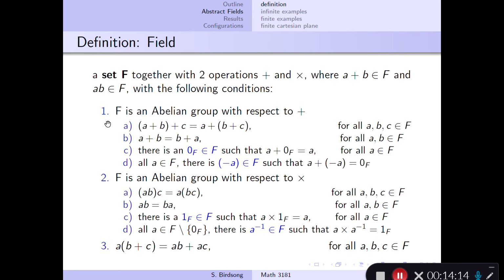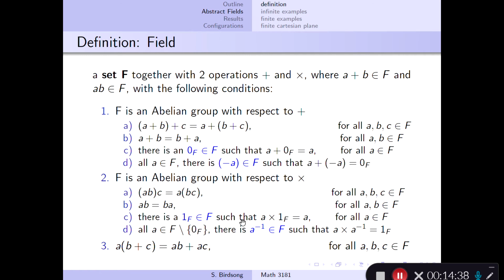And under addition, if you add 3 real numbers together, does it matter how you group them? Nope. If you add 2 real numbers together, does it matter the order in which you add them? Nope. Is there a 0 element in your set of real numbers? Yeah, the number 0. Now, if you take any real number, can you always find a negative? Yep, just multiply it by -1.